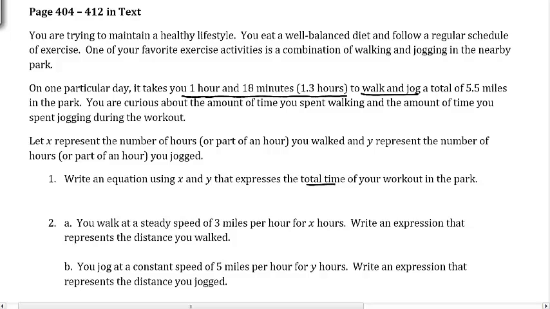So this is what we want, total time. And our total time was 1.3 hours. So the amount of time x that we spent walking plus the amount of time that we spent jogging, which is y, when we add those together, will give us the total amount of time that we spent doing both walking and jogging, which was 1.3 hours.